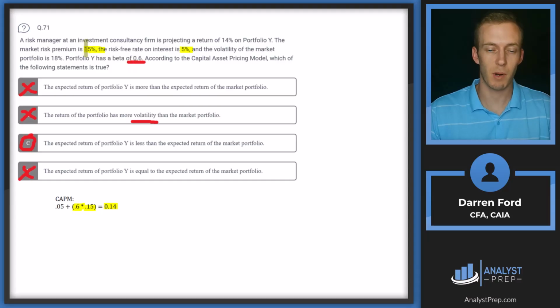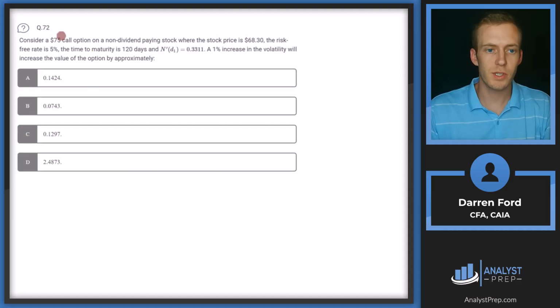Just keep in mind, this is the market risk premium. So the market return is actually 15 plus the risk-free rate of 5. So the expected market return is 20. Expected return on this portfolio is 14. Answer C. Question 72. Consider a $75 call option on a non-dividend paying stock where the stock price is $68.30.